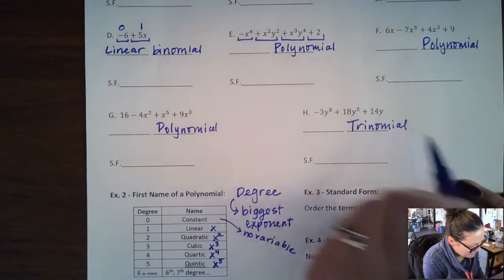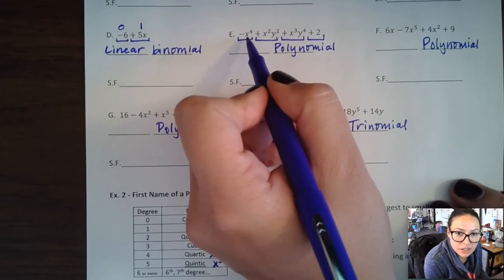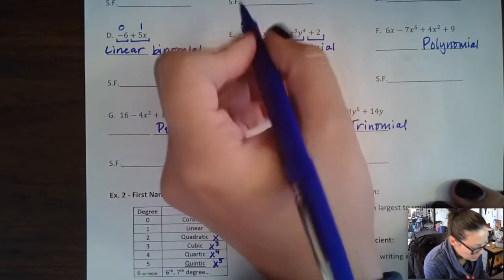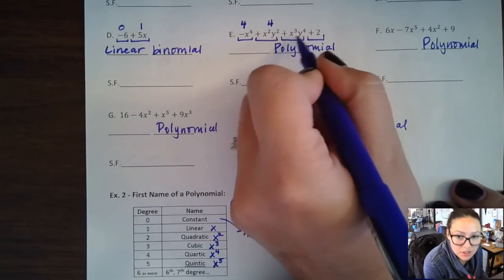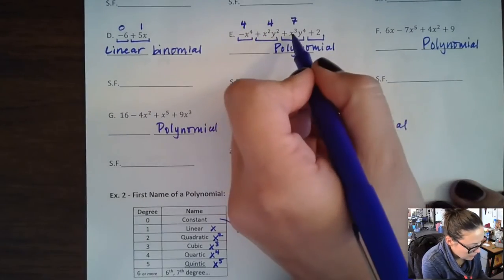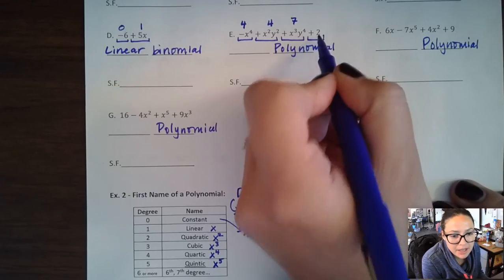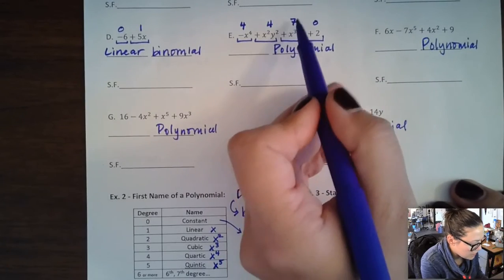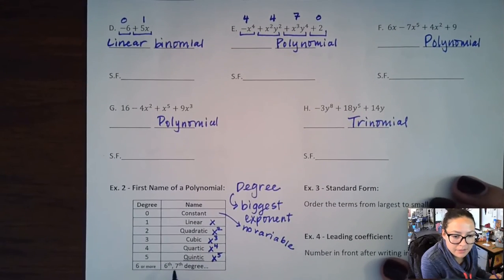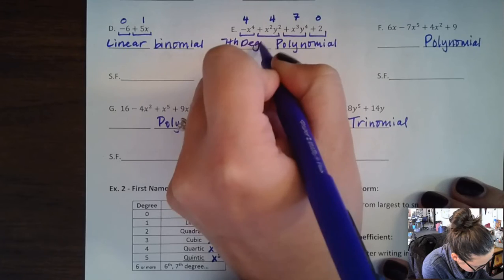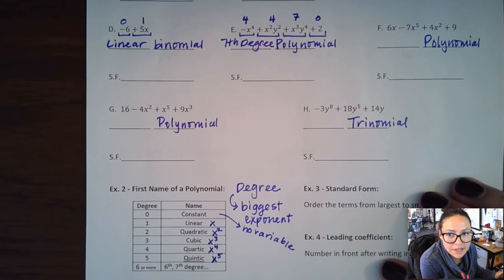All right, E. This term has degree 4. This term has degree 4 because it's 2 plus 2. This term has degree 7 because we have 3 plus 4. And this last term has no variable at all, so it's degree 0. Now, what is the biggest degree? It's 7. And when we have 6 or more, we don't have a special name for it. We just simply call it 7th degree. So that would be a 7th degree polynomial.